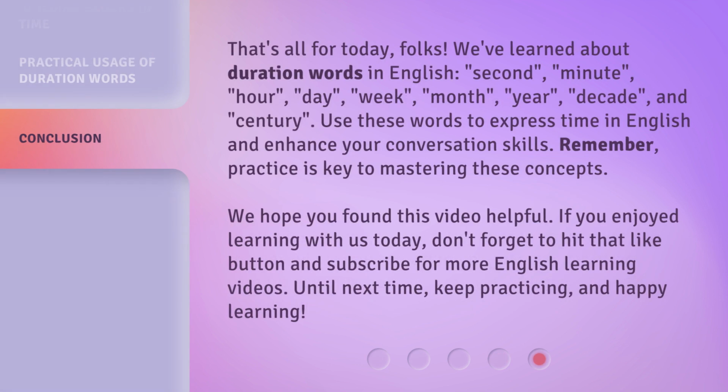That's all for today, folks. We've learned about duration words in English: second, minute, hour, day, week, month, year, decade, and century. Use these words to express time in English and enhance your conversation skills. Remember, practice is key to mastering these concepts.